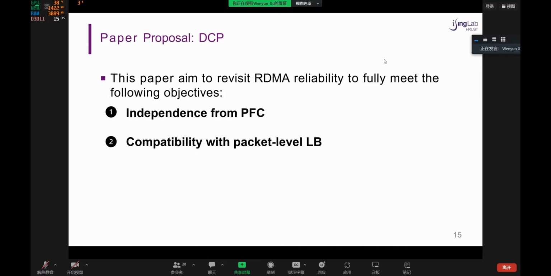Second, compatibility with packet-level LB. RNIC SR suffers from significant spurious retransmissions when combined with packet-level LB. The proposed solution must be inherently compatible with packet-level LBs, which necessitates the accurate distinction of real packet losses from out-of-order packet arrivals.